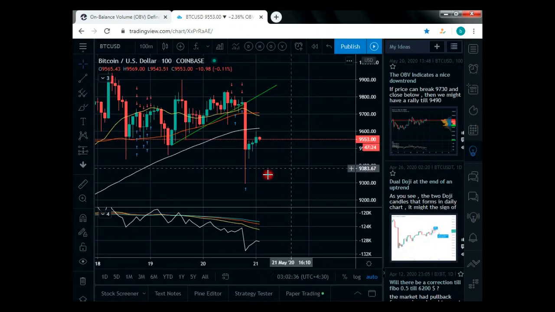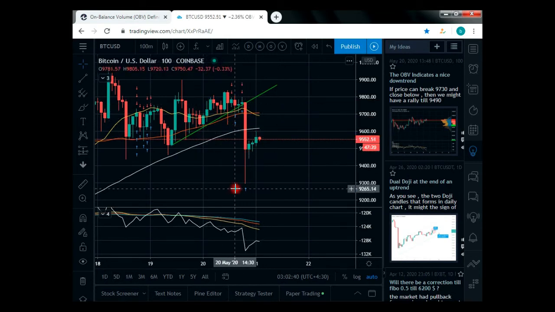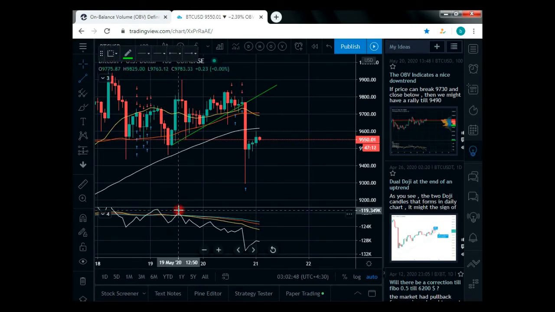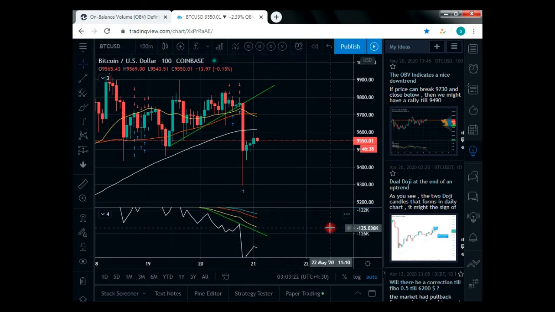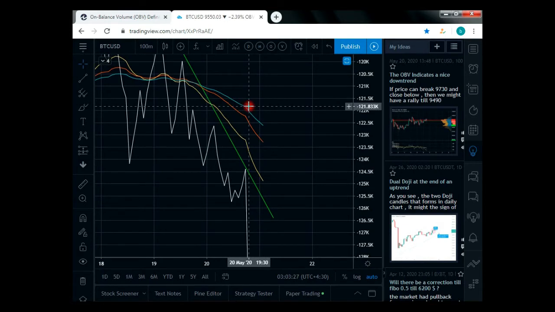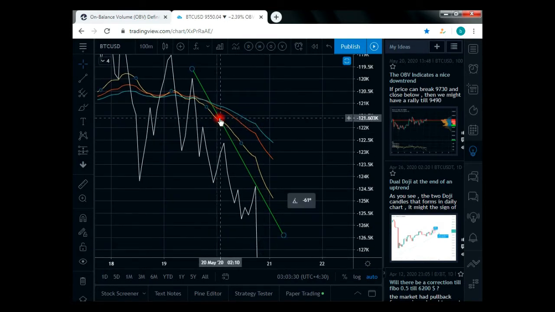Let's take a look back at the chart. As you can see, I have an uptrend, but the volume is decreasing with a nice slope downward, from minus 119.349k to, let's be accurate, 124.557k.